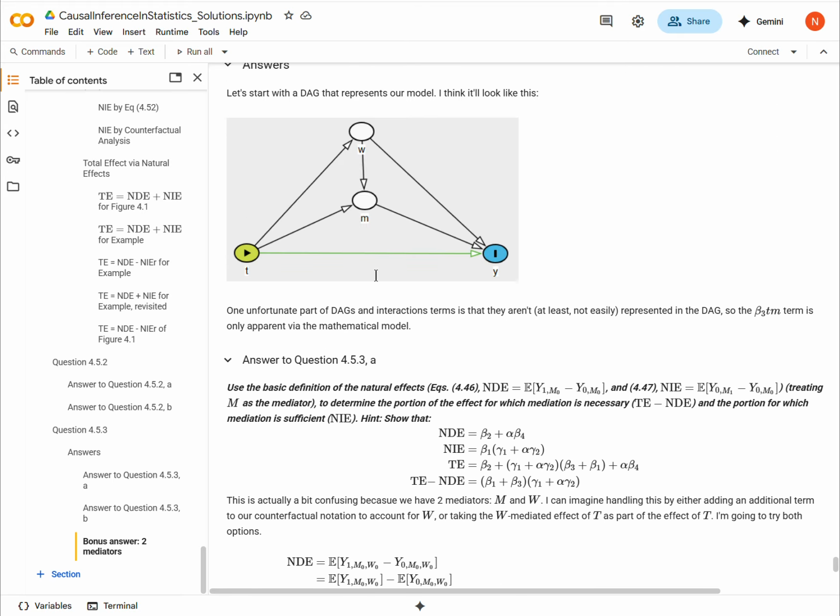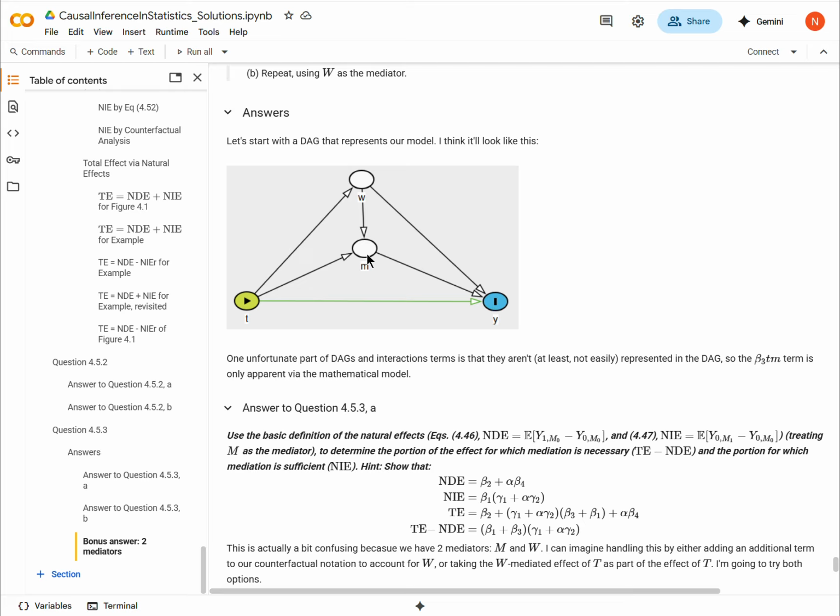So let's look at this DAG here. If I want to know the natural direct effect after using both W and M as mediators, that would mean that I'm fixing both W and M to some value. So in other words, I'm blocking both mediating pathways. Okay? And so what would I expect to be the natural direct effect of treatment?